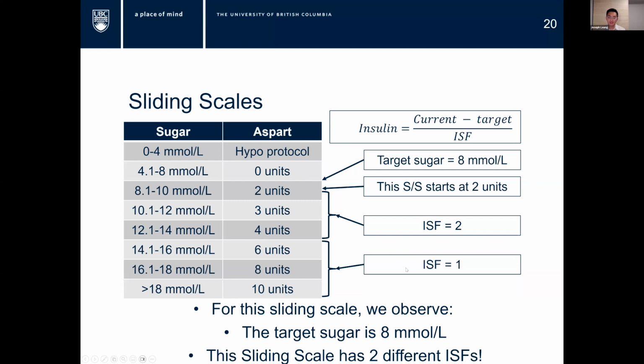In this particular sliding scale, we observe that there are two different ISFs. Between 8.1 to 14, that ISF is 2, and then between 14.1 and 18 or greater than 18, what we notice is that ISF is 1. So this means that when the blood sugar is higher, they're going to get more insulin proportionately.